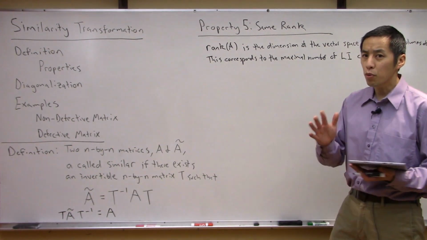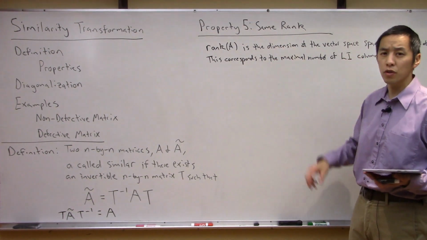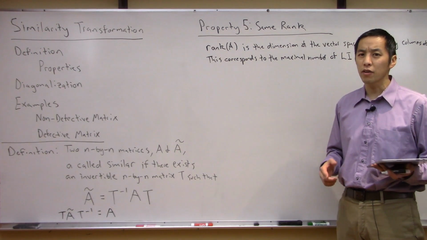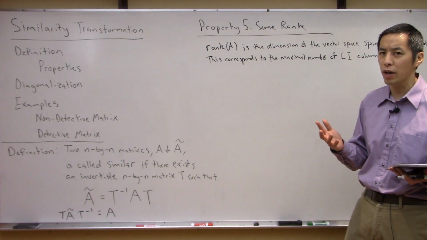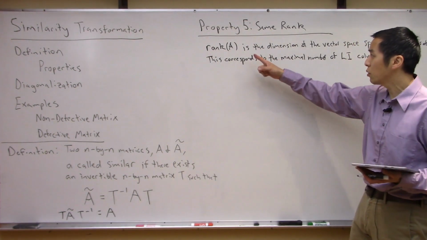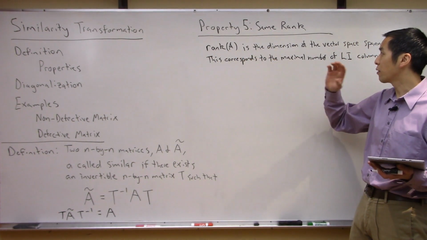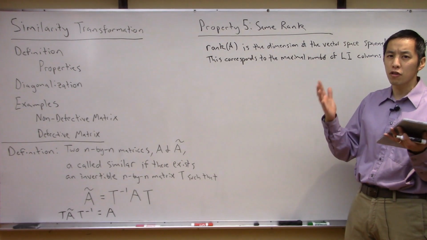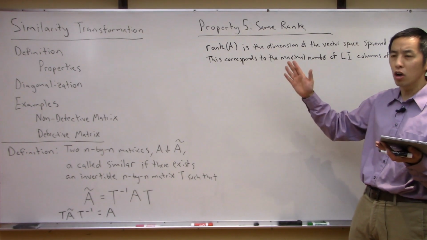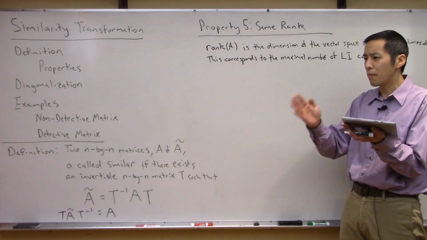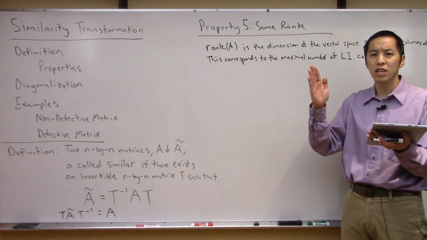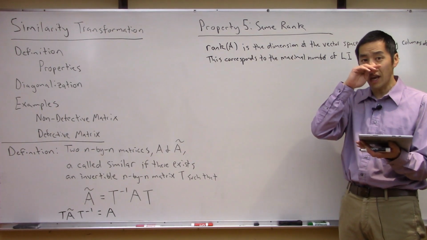All right, property number 5 concerns the matrix rank. We're going to see that A and A tilde have the same matrix rank. Just to refresh your memory, the rank of a matrix is the dimension of the space spanned by the columns of the matrix A. The other way to think about that is the maximum number of linearly independent columns of the matrix A.